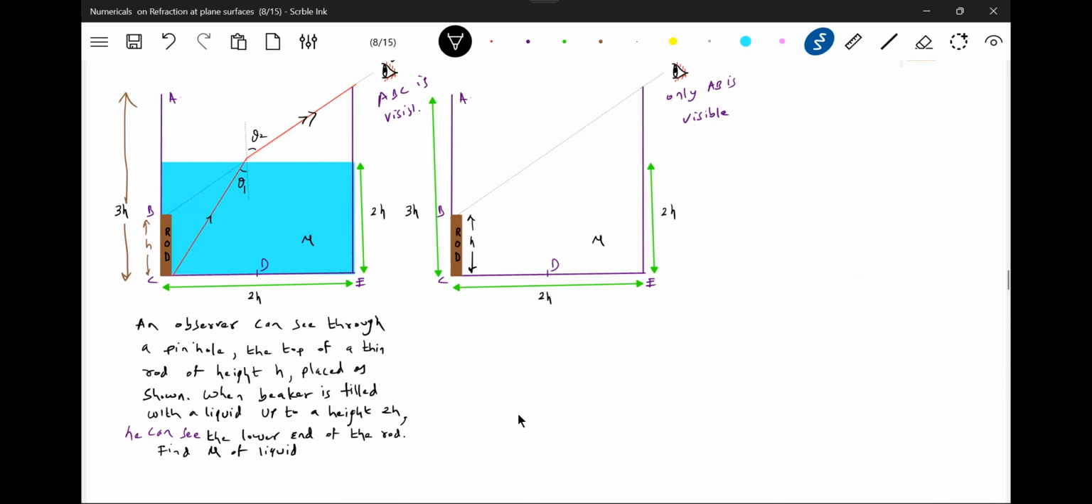What is theta 2? Now we should calculate this theta 2. Theta 2 should be equal to, A, B, C, D, E, F. Theta 2 should be equal to 45 degrees. You can see this. So what is this height? This width is 2h. This is 2h, no? Theta 2 will be 45 degrees.